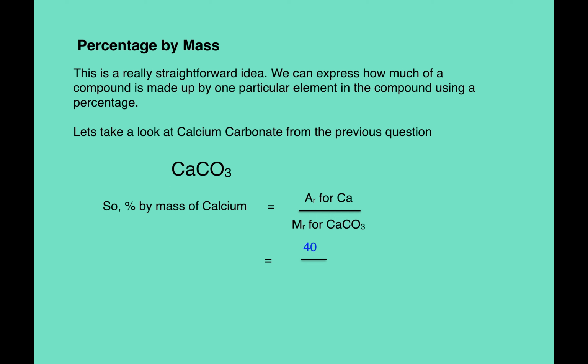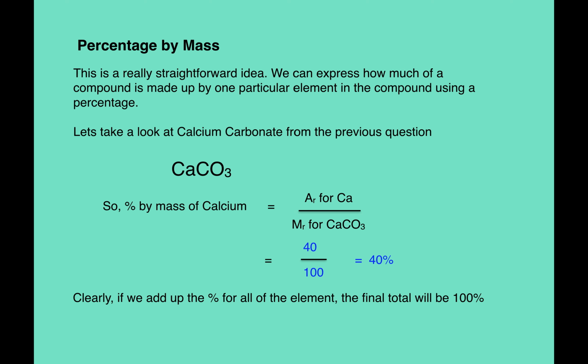40 is the relative atomic mass of calcium, and we saw in the previous question that the molar mass for calcium carbonate was 100 grams, 100. So it's 40%. That makes complete sense. Now, if we add up all of the percentages of the different elements in a compound, the final total has to be 100%. So I'll let you go back and work out the percentage by mass of carbon and oxygen in this compound.